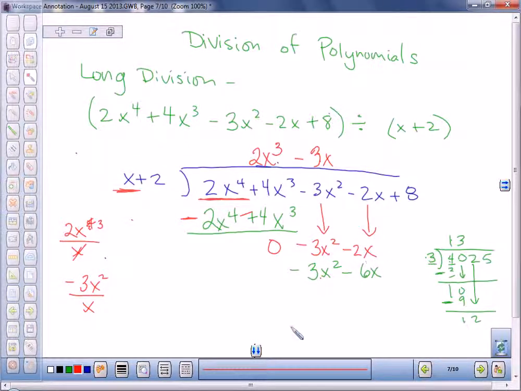Okay, so now we're going to subtract, and when I subtract, what does it do? Changes the signs. So I get 4x left. And then I bring it down. And then x goes into 4x. How many times? 4.